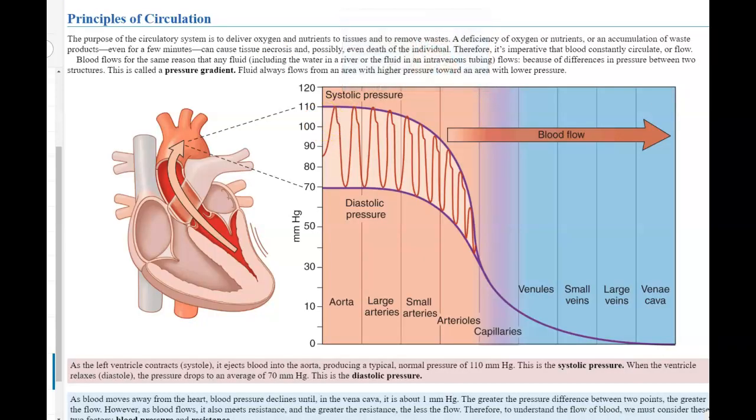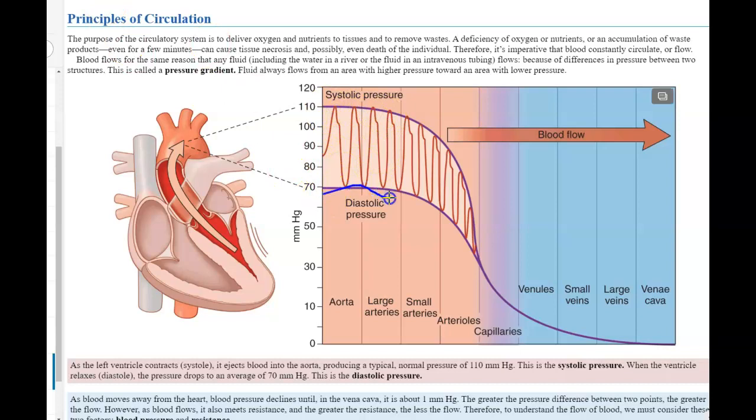Now this table looks a little confusing, and it is until you look at it. This has to do with the fact that there is a pressure gradient. The whole purpose of the circulatory system is to deliver nutrients and oxygen and to remove waste, but it has to do with the pressure because of the heart. Blood flows for the same reason as anything else. There is a pressure that pushes it, and this is called a pressure gradient.